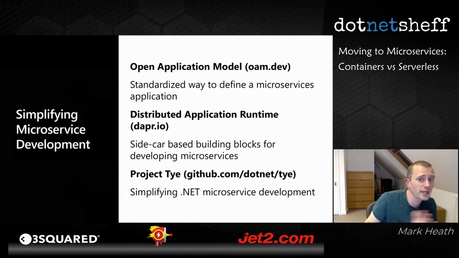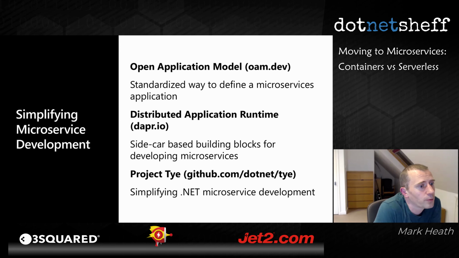And so I've just called out three. This is, I think, pretty much my last slide. I've just called out three that I think are worth keeping an eye on and are probably particularly of interest to a Microsoft development crowd, although only one of them is .NET specific. The first is a technology called the Open Application Model, which is really a standardized way of defining a microservice application.